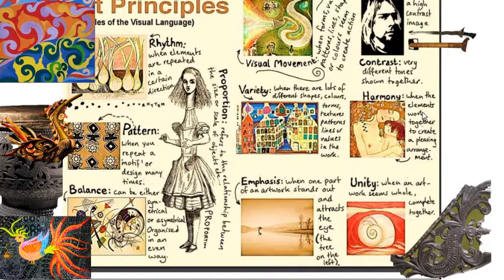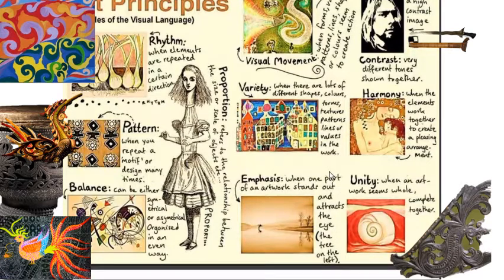Harmony is when the elements of art create a pleasing arrangement in a particular artwork. Emphasis is when part of the drawing stands out and attracts the eye towards it. And unity is the same as theme: when an artwork seems whole or comes together to form something, a unifying element in that particular artwork.